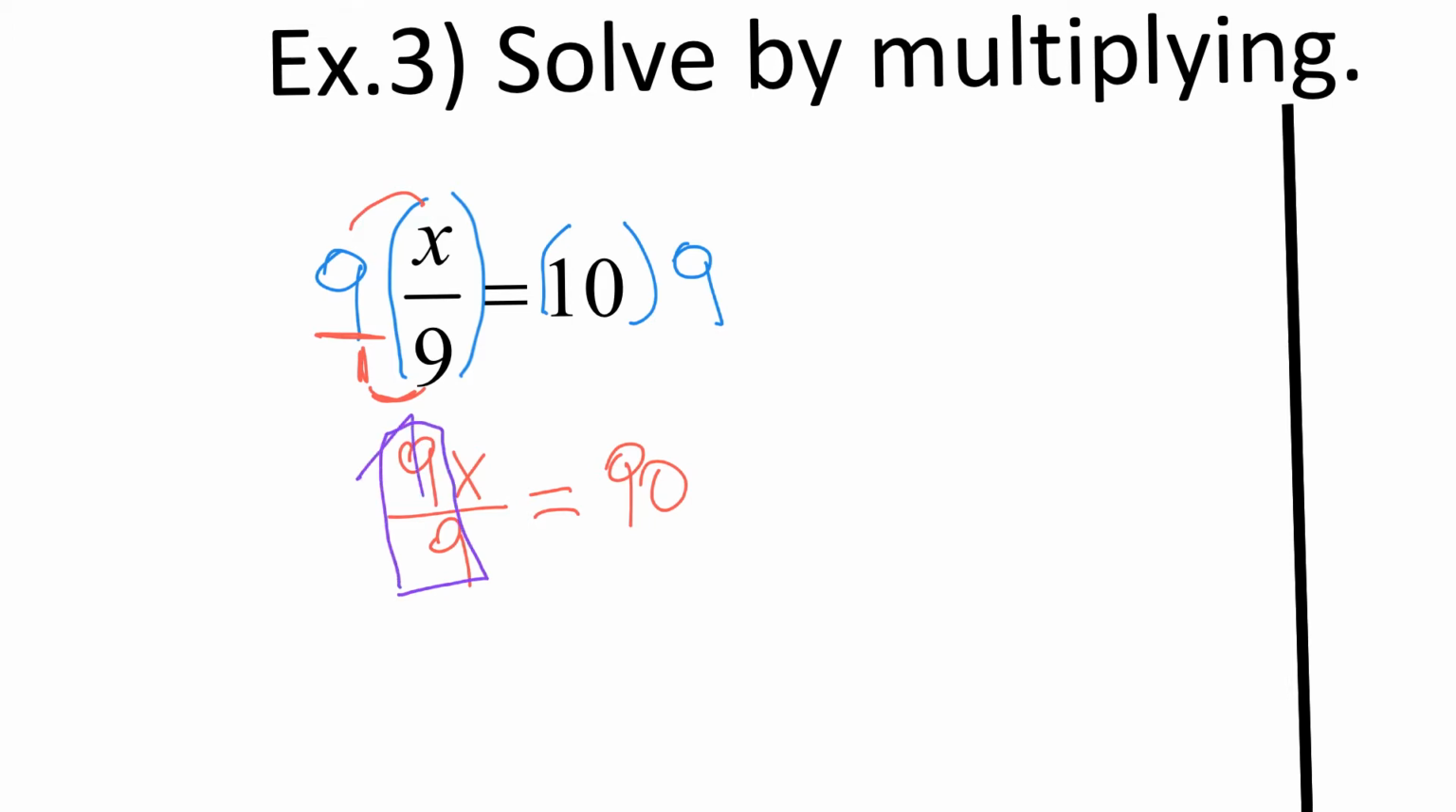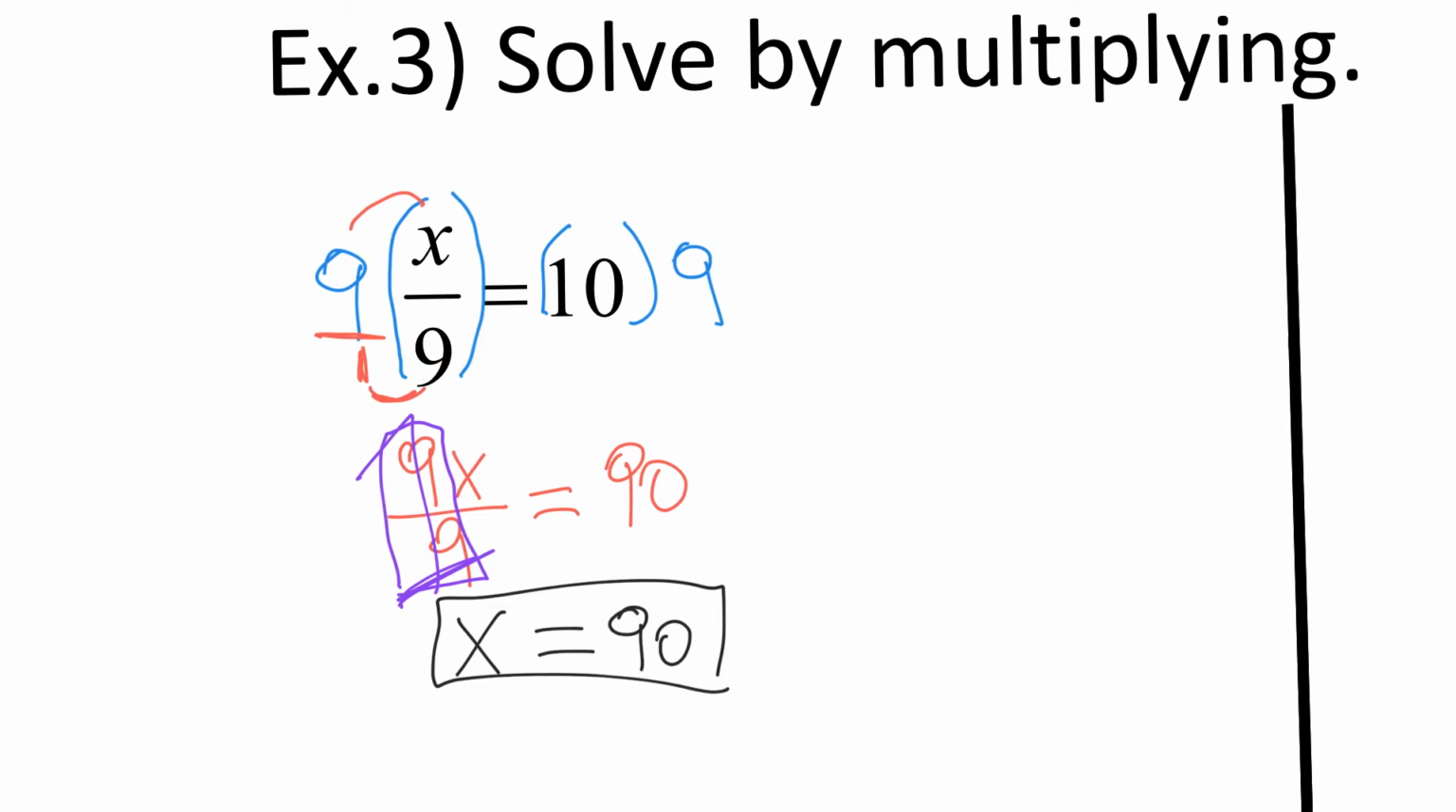9 divided by 9 is 1. So that's just an x. On the other side is a 90. So that's my answer. X equals 90. But the big concept is you multiply by the denominator.